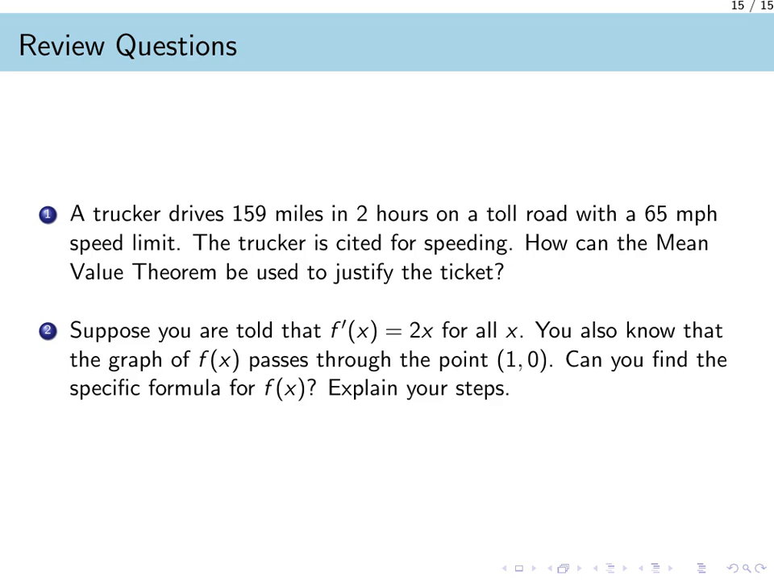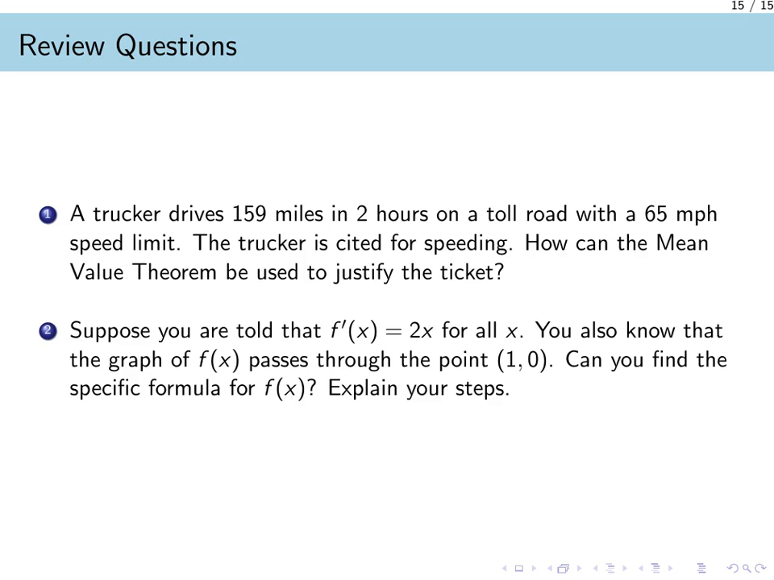First, consider a trucker who covers a known distance in a specific amount of time, resulting in an average speed that is above the speed limit. I want you to think about how you would use the mean value theorem to justify a speeding ticket by connecting this average speed over the whole trip to the trucker's instantaneous speed at a specific moment.